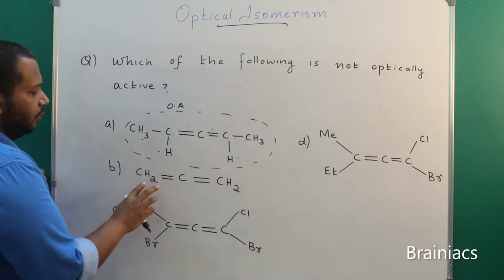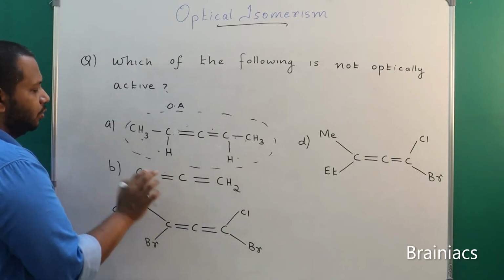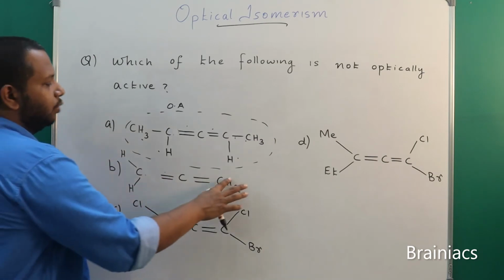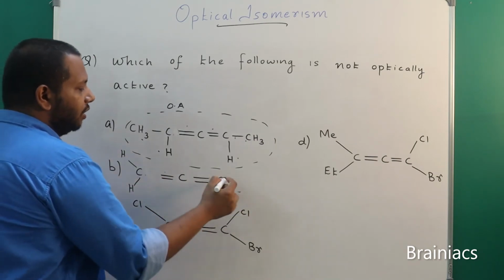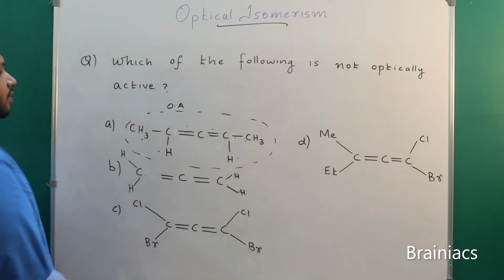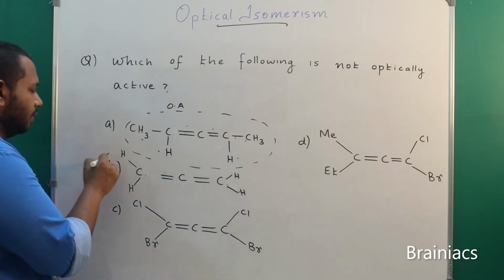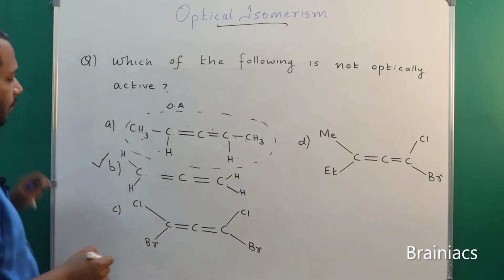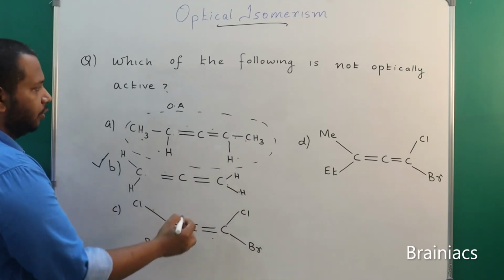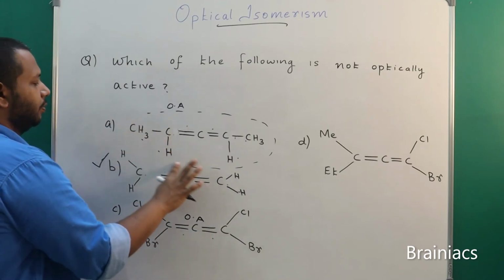If you see the next question, you can see very clearly the number of double bonds is even, but you can see here CH2. So here also hydrogen, here also hydrogen. So the sp2 hybridized carbon atom is not differently substituted. Both are the same. So I can say this will not exhibit optical activity. So the answer should be option B. Now let's go to option C. You can see an even number of double bonds and both are differently substituted. So this is also optically active.